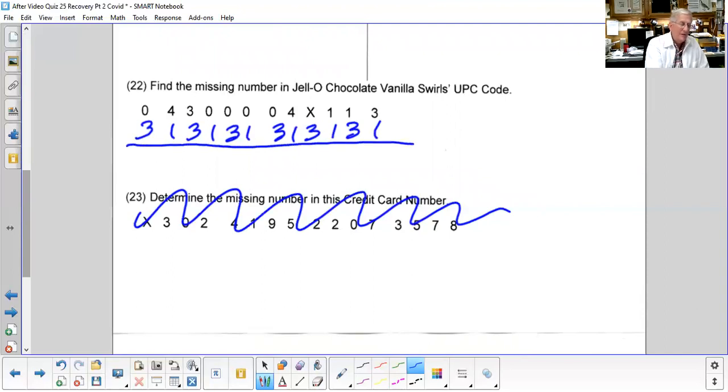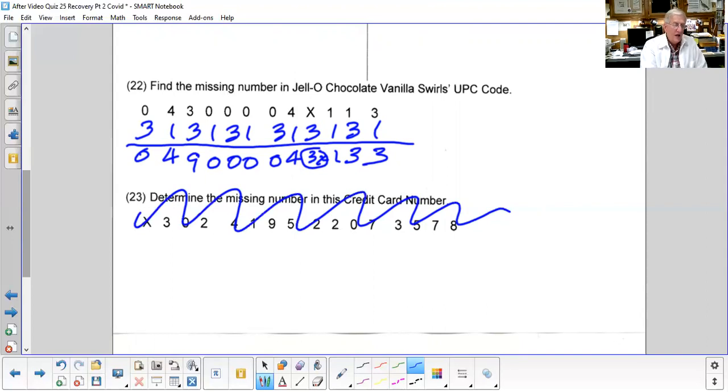I multiply everything out. This is a fairly simple one because there's a lot of zeros in it. And it turns out there are no 2-digit numbers in here, so this makes it pretty simple. All right, so I add these up.